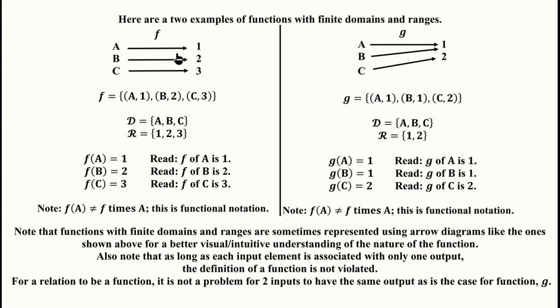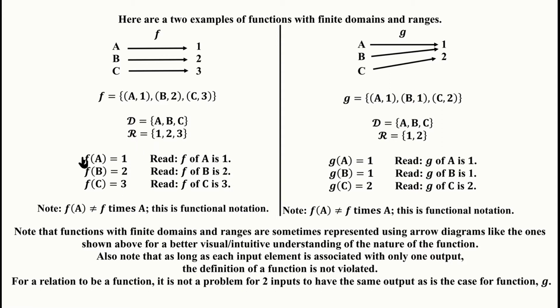But we can also represent a function using this very visual and intuitive arrow diagram. And the domain here is, of course, the set of all the inputs, the first elements. So it would be the set composed of the letters A, B, and C. And the range, of course, is the set of all the outputs of the function. So we can see that would be the numbers 1, 2, and 3.